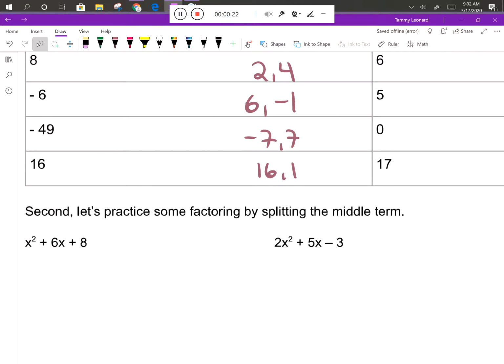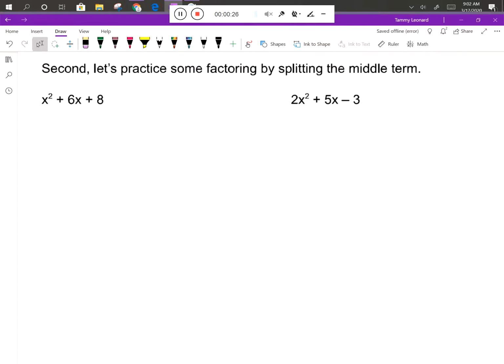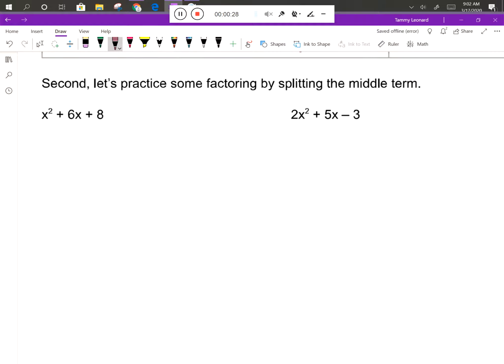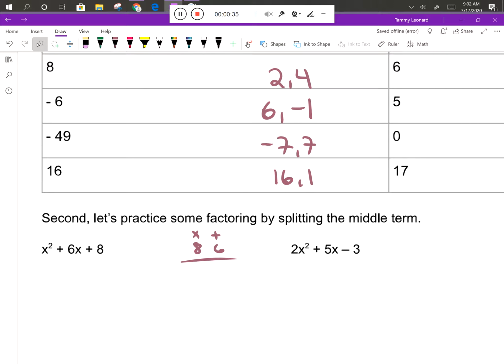So we're practicing some more by splitting the middle term. So we're looking at x squared plus 6x plus 8. And we asked ourselves, what multiplies to make 8 and adds to make 6? Well, that sounds really familiar because that was the first puzzle up above. Let's go with 2 and 4.